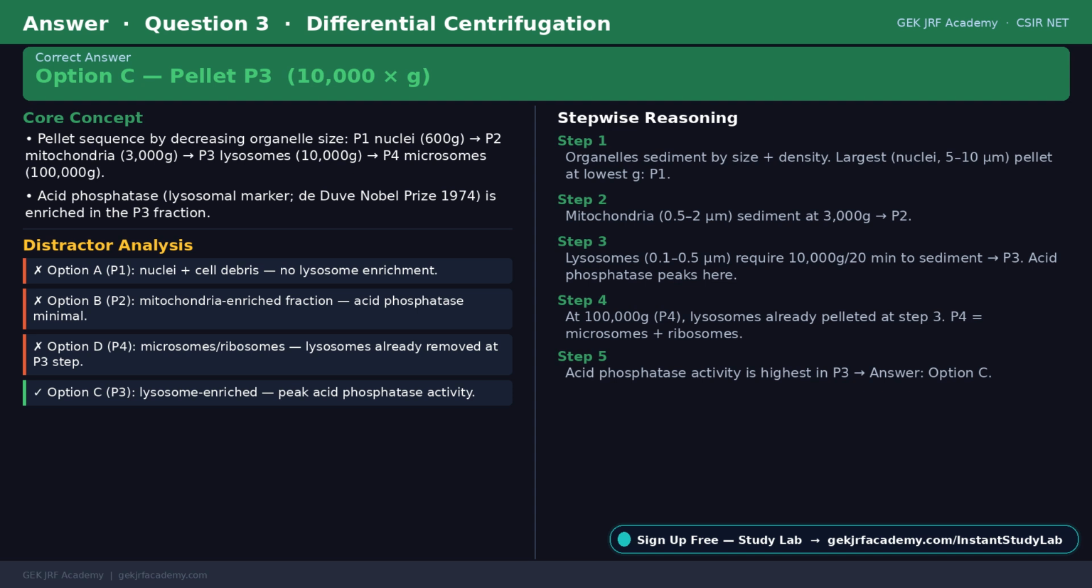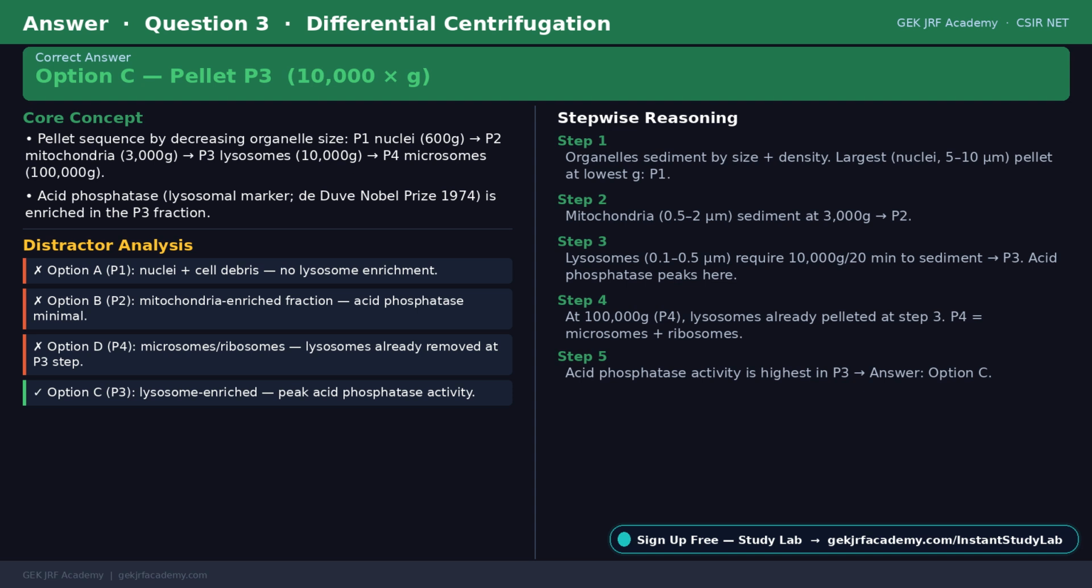P3. The core concept. Differential centrifugation separates organelles by size and density. Larger, denser structures sediment at lower centrifugal force. Smaller, lighter structures require progressively higher speed. Nuclei are the largest organelles, about 5 to 10 micrometers, and pellet at just 600 times gravity. They form pellet P1, along with unbroken cells and large cell debris.